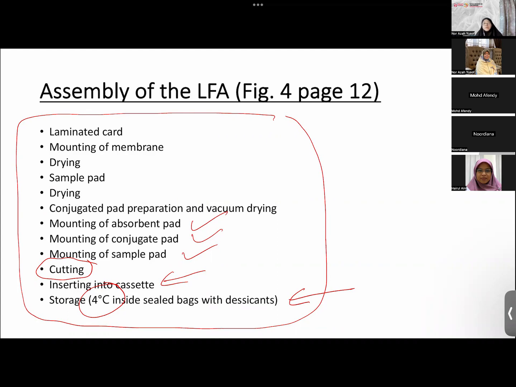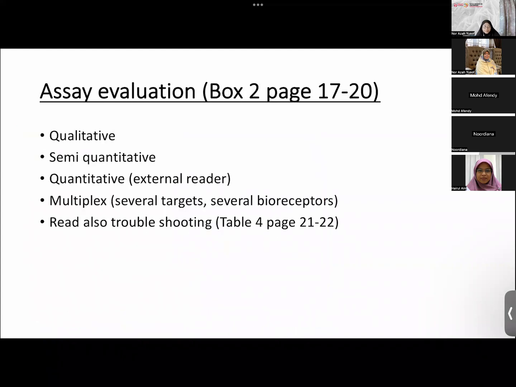As well, you have to study the lifetime, for example how long until it expires. That's something you have to think about if you want to commercialize this type of test. Okay, Box 2, page 17 is how the assay, meaning the testing of the lateral flow, is done. Commonly it is qualitative, a yes or no. It can also be semi-quantitative.